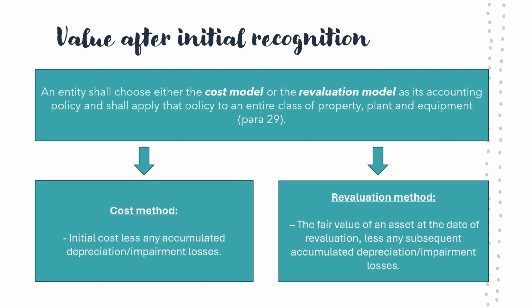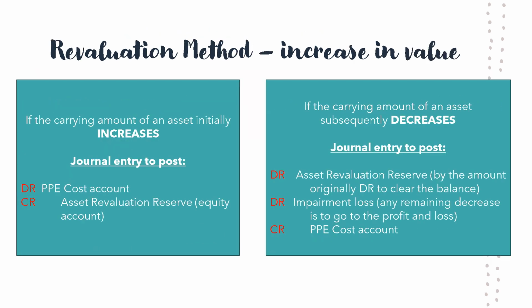Where an item of PPE is revalued, the accounting standard requires that the entire class of PPE to which that asset belongs is also revalued. A class of PPE is a grouping of assets of a similar nature and use in an entity's operations. So for example, land and buildings, machinery, aircrafts, motor vehicles, furniture and fittings are all examples of different classes of assets. Where an entity applies the revaluation method, paragraphs 39 and 40 of AASB 116 provide us with guidance.